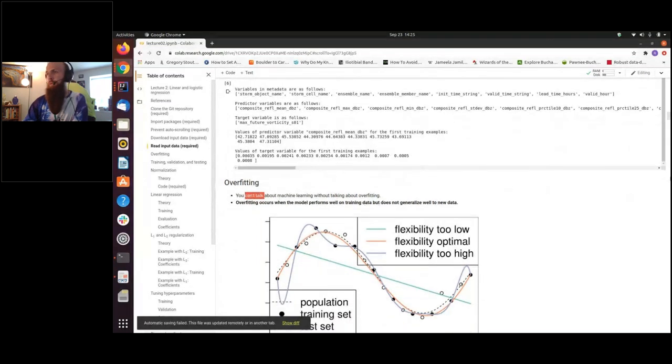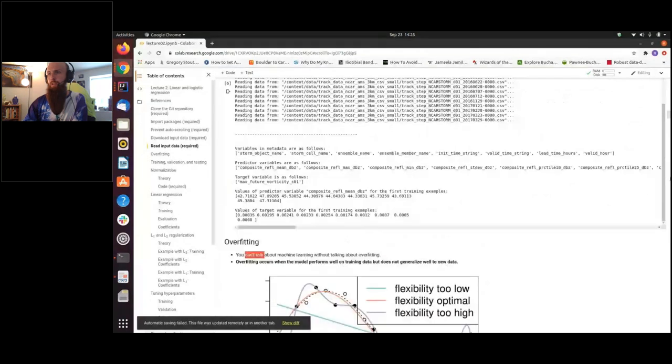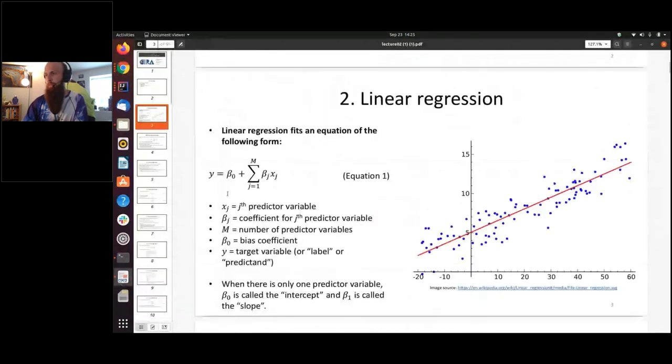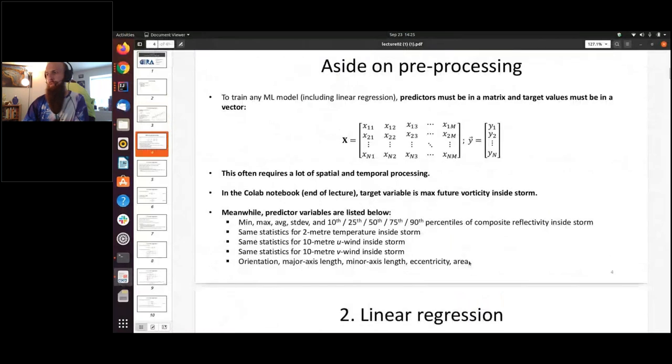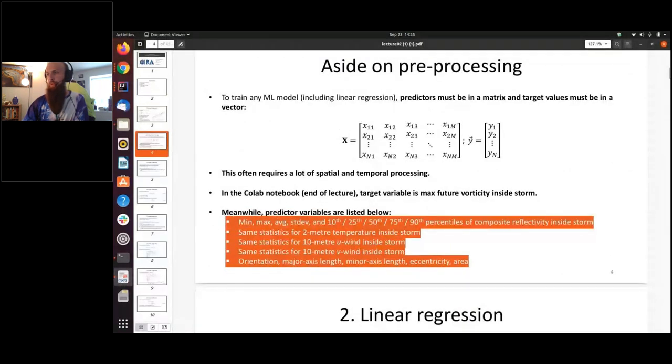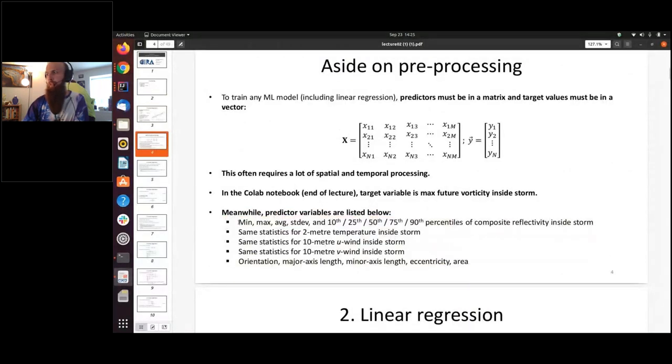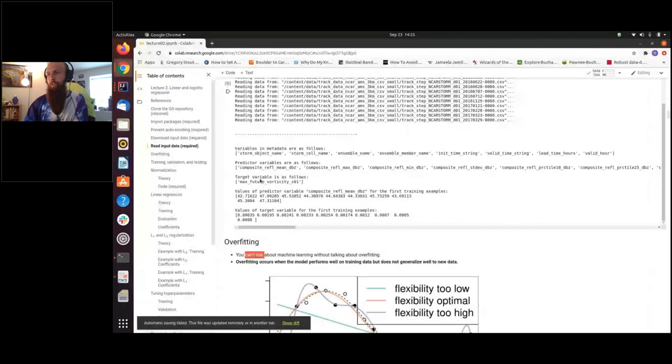And the predictor variables are the ones that I went over on that one slide near the beginning. There are these 41 predictor variables listed in the bullet points. They're mostly just spatial statistics taken on reflectivity, temperature, U-wind, and V-wind inside the storm. And then the target variable is the maximum future vorticity that's achieved anywhere inside the storm boundary.